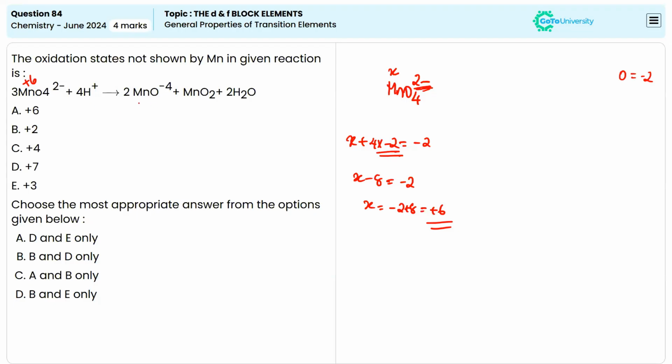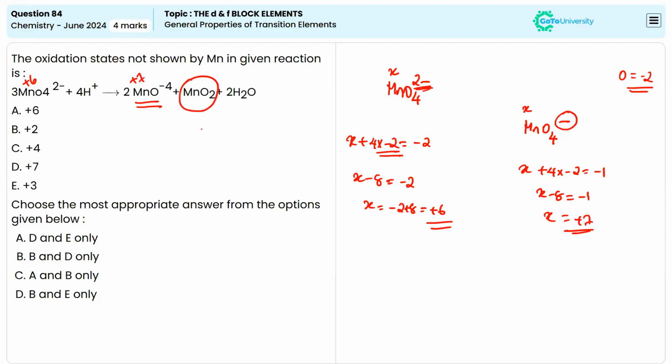Now which is the compound? MnO4 minus, right? In MnO4 minus we need to find out the same way. I'm taking manganese as X, oxygen is minus 2, and overall charge of the compound is minus 1. So X plus 4 times minus 2 is equal to minus 1. So X minus 8 is equal to minus 1. Then X equal to plus 7. So plus 7 is the oxidation state of manganese in one of the products.